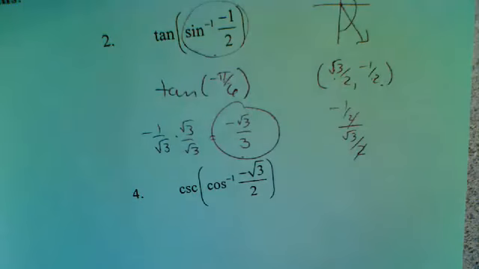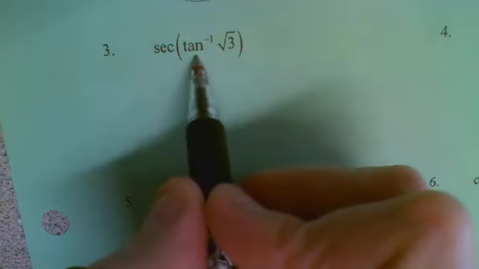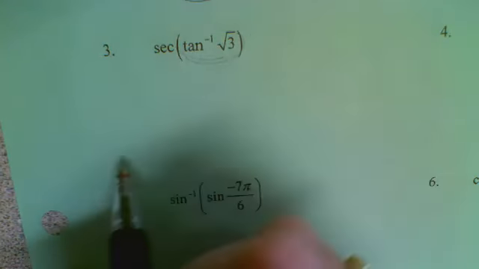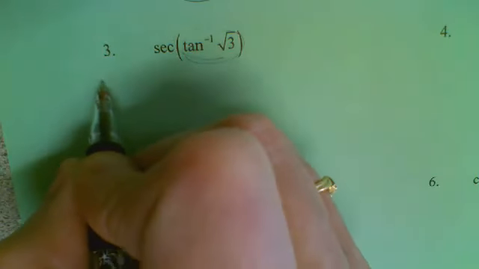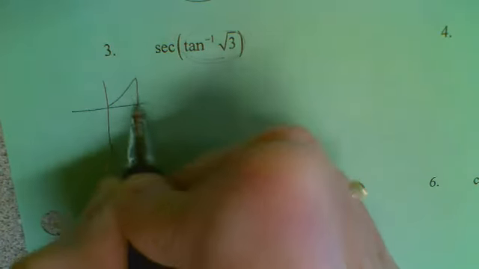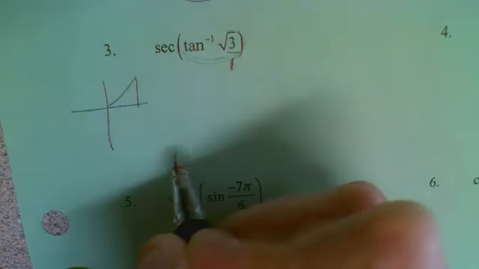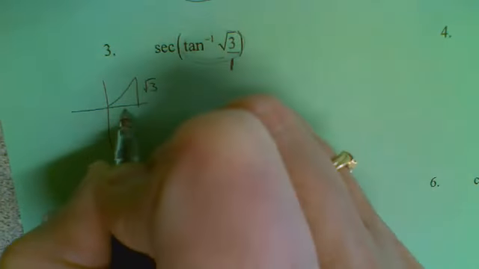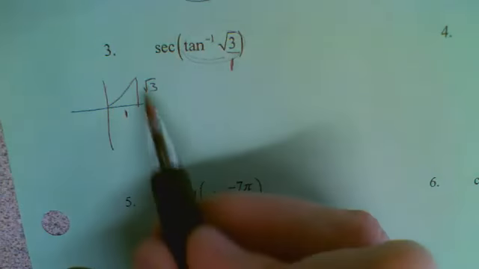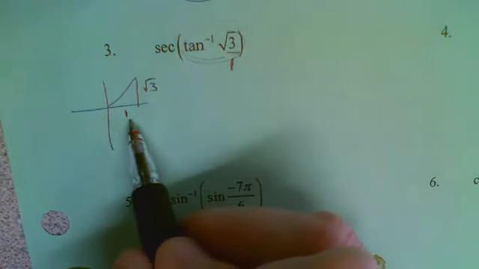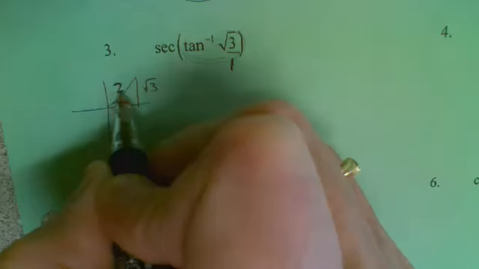Tangent is y over x. All right, number 3. Again, I'm looking for an angle that has a tangent of radical 3. I'm not quite sure what that one is, so I'm going to draw a picture of it. That's y over x. So y is radical 3, x is 1. When I use the Pythagorean theorem, 3 plus 1 is 4, so this would be a 2. Square root of 4 is 2.